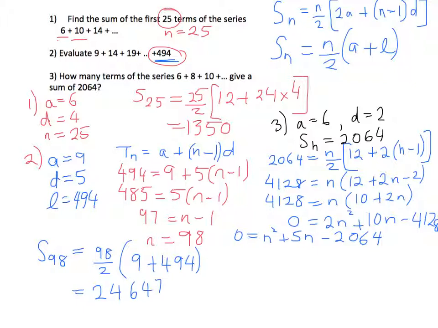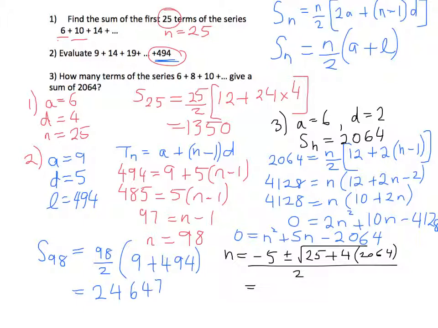Well, I don't know what that is off the top of my head, so we can't factorise it, so maybe we'll just use the quadratic formula. So n is going to be negative b plus or minus the square root of b squared minus 4ac, all over 2a. Alright, so we ended up with two solutions, either 43 or negative 48. But remember what n represents. n is the number of the term.